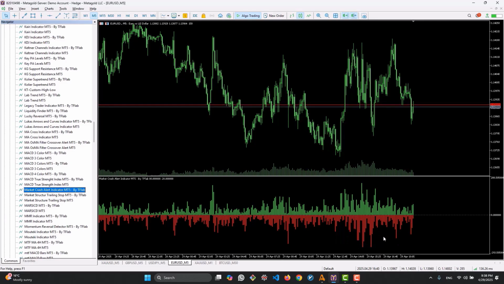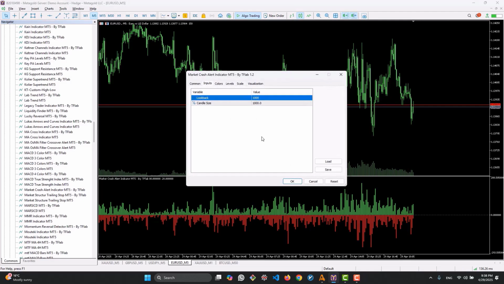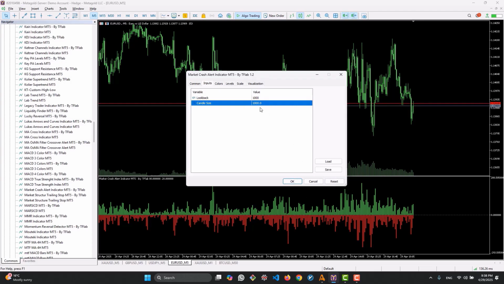Let's go over the settings of this indicator together. The first option in the settings is the number of candles on which this indicator performs its calculations. And the next option is the candle size that we select so that if a candle reaches this size, it will issue an alert for us.